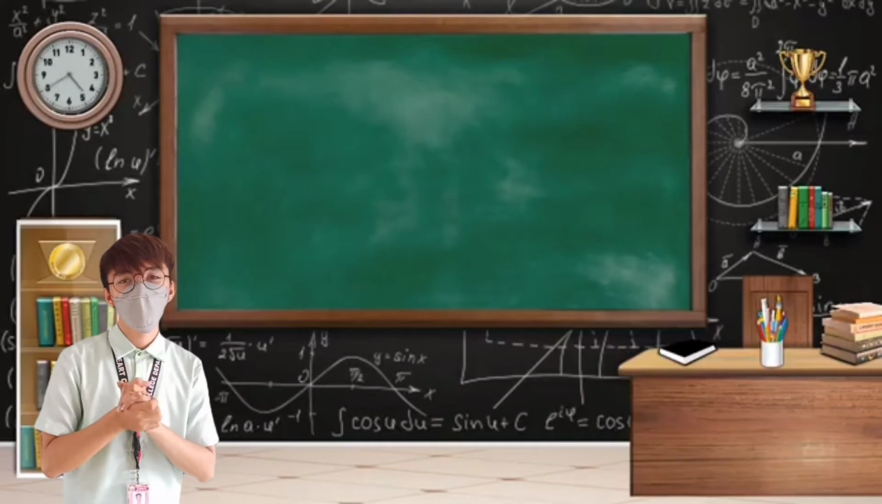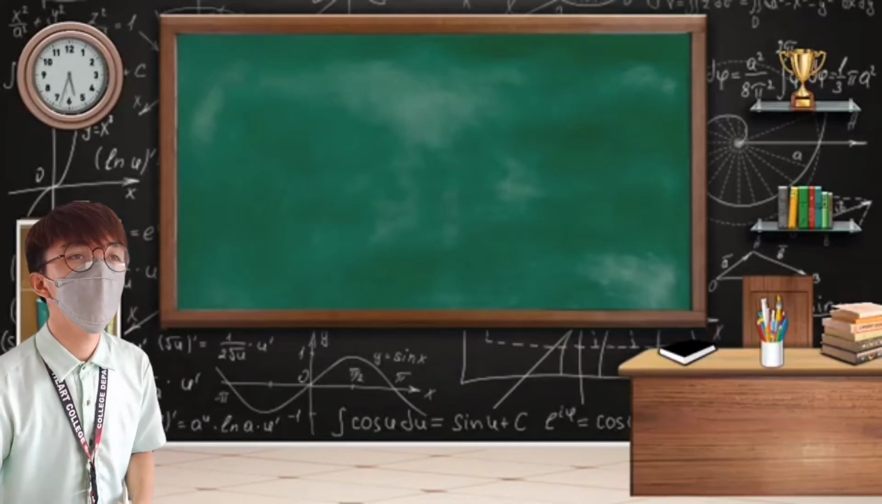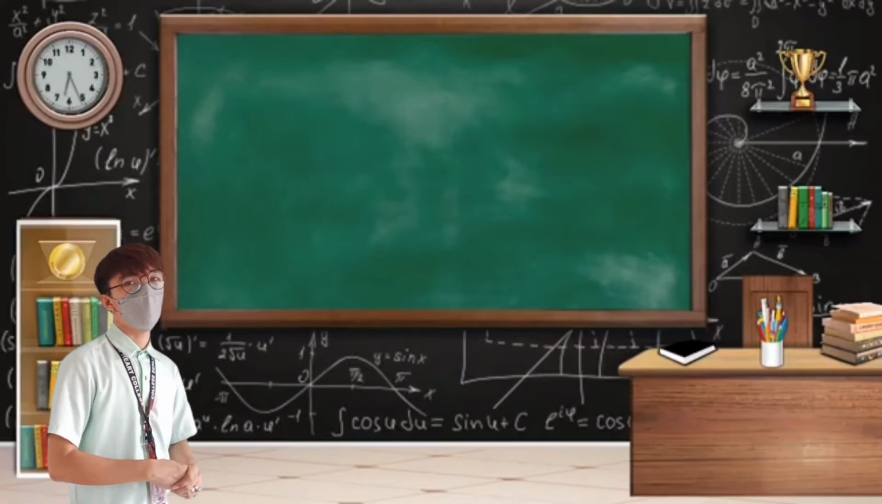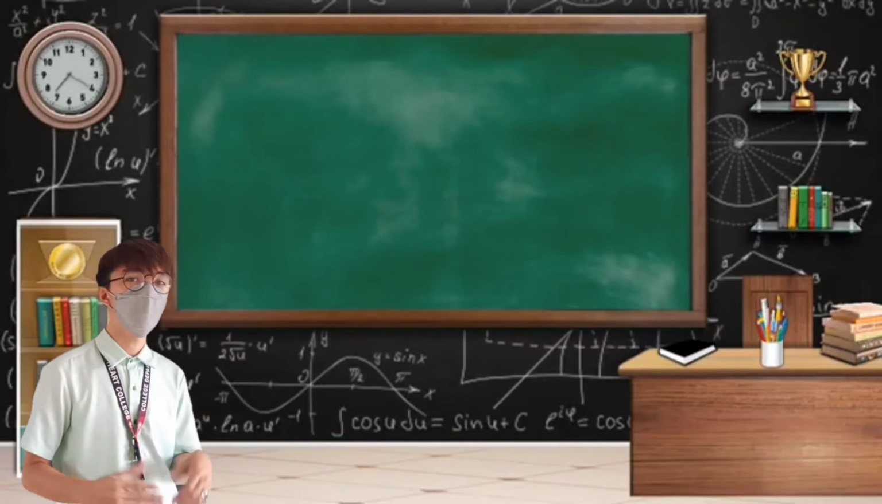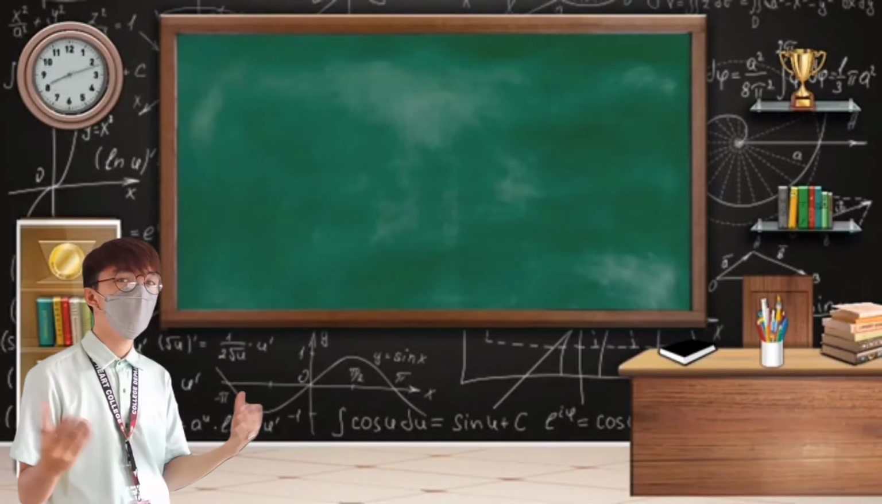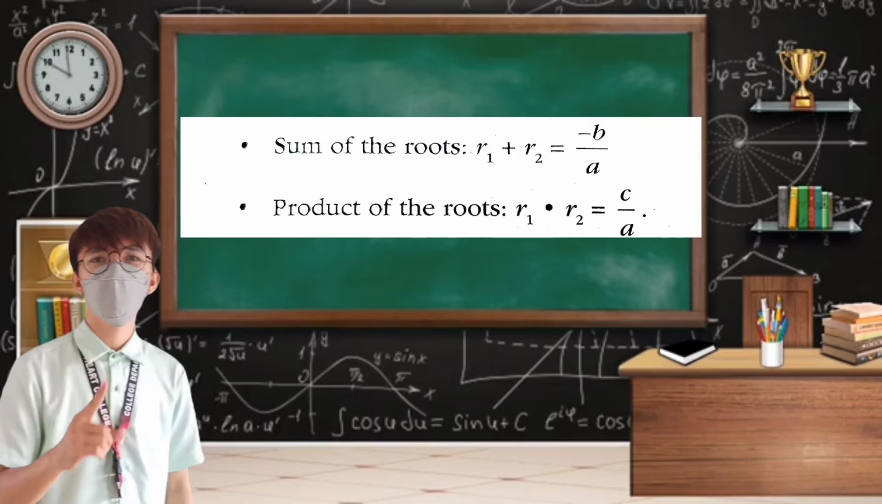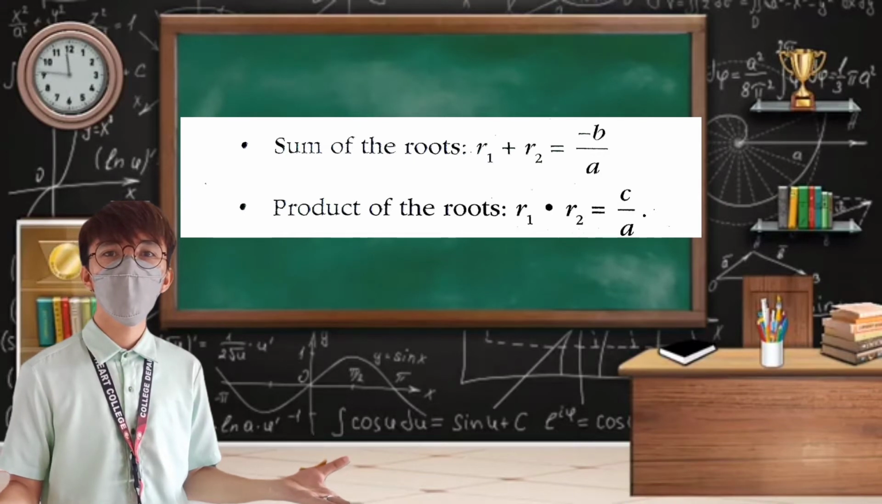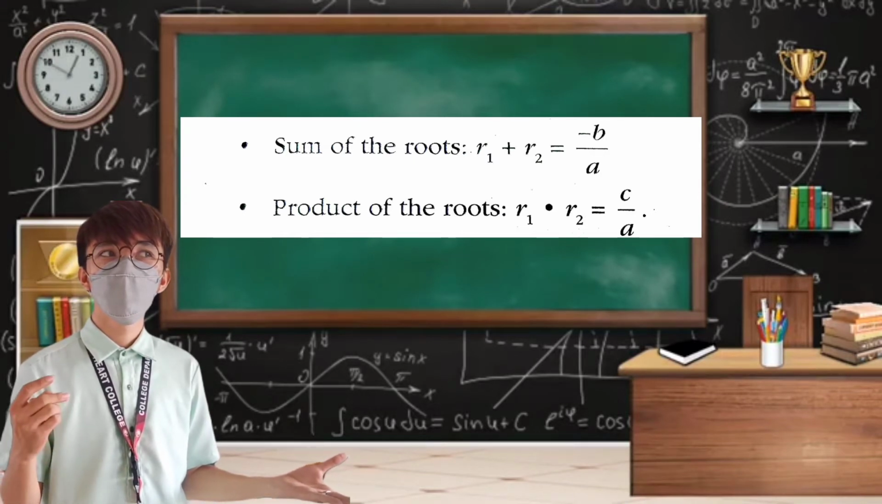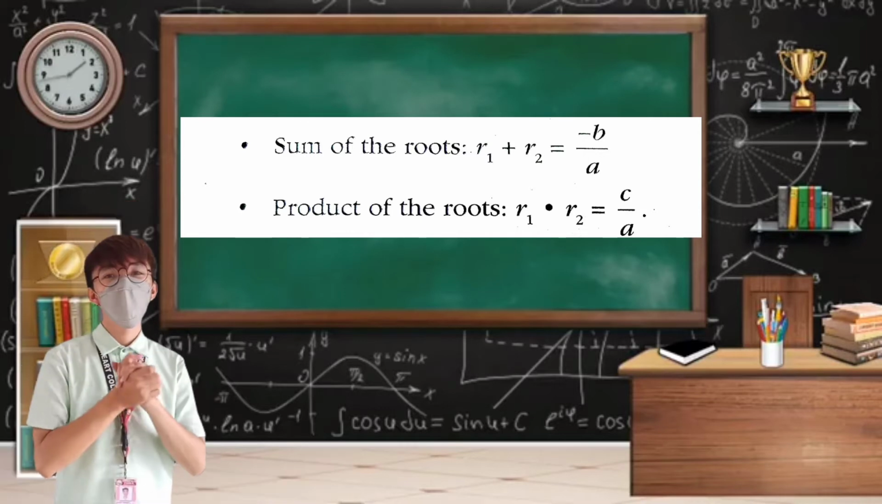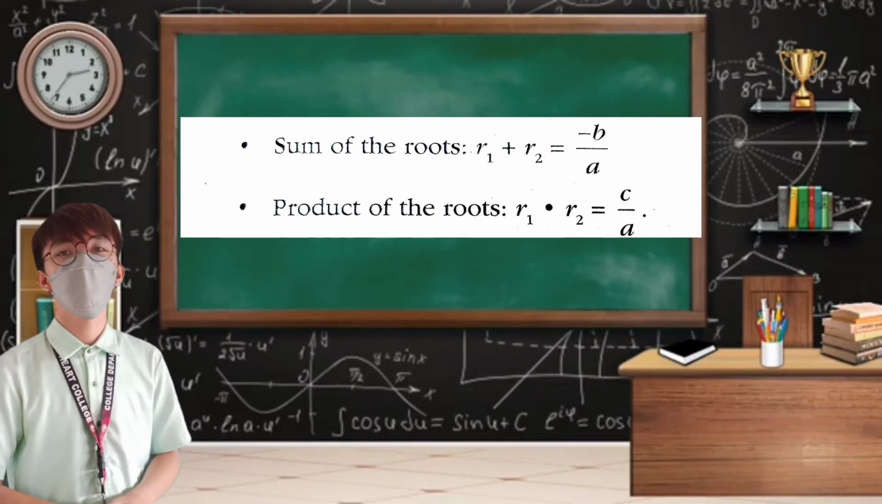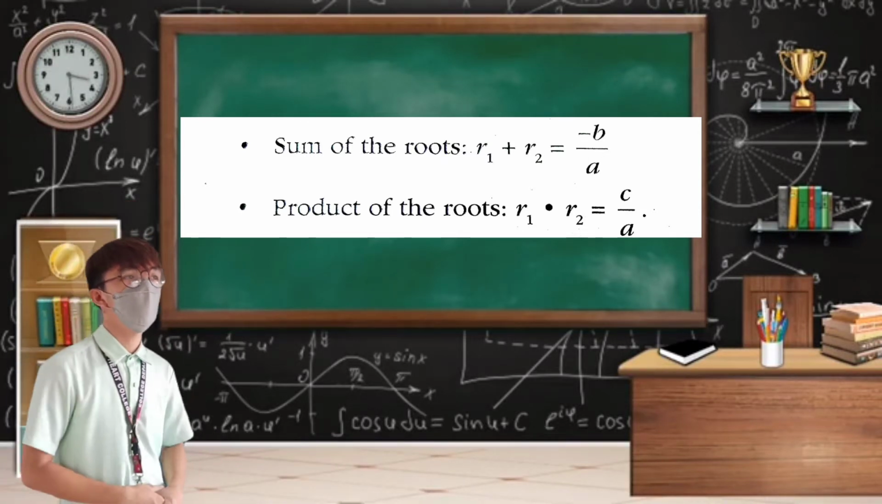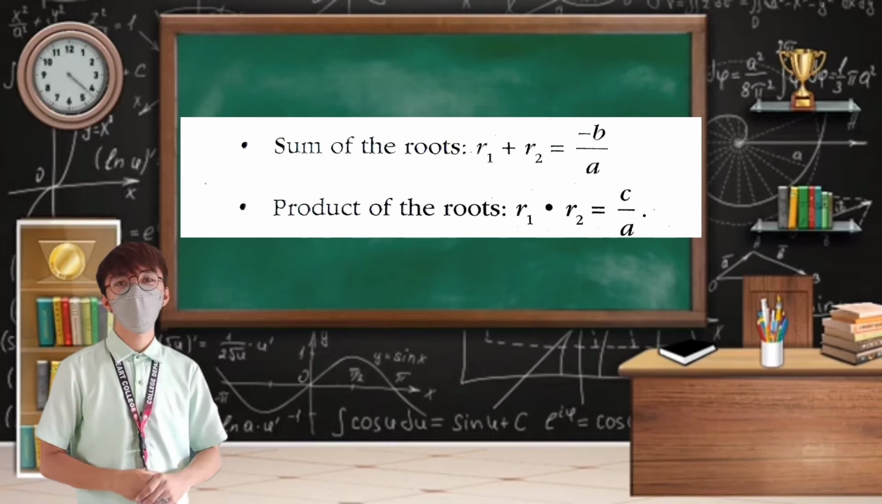Now we can summarize the formula for the sum and product of the roots of a quadratic equation. If r sub 1 and r sub 2 are the roots of the equation ax squared plus bx plus c equals 0, then the sum of the roots is r sub 1 plus r sub 2 equals negative b over a. The product of the roots is r sub 1 times r sub 2 equals c over a. Now let's have our first example.